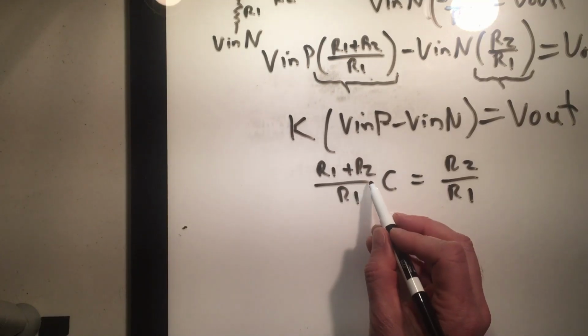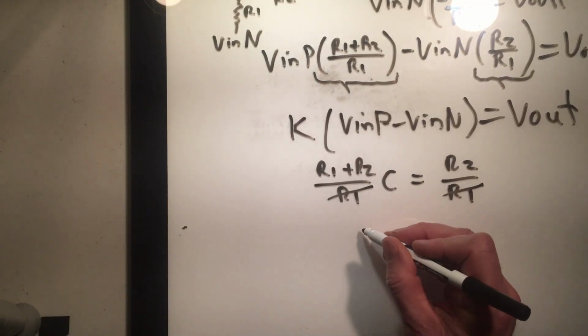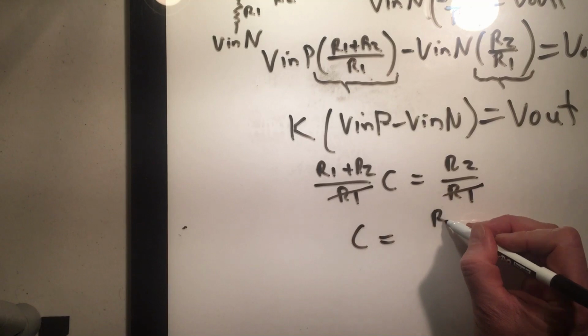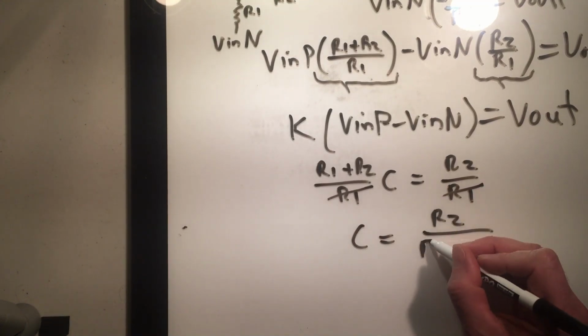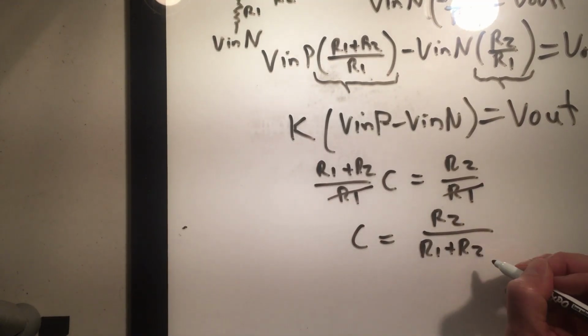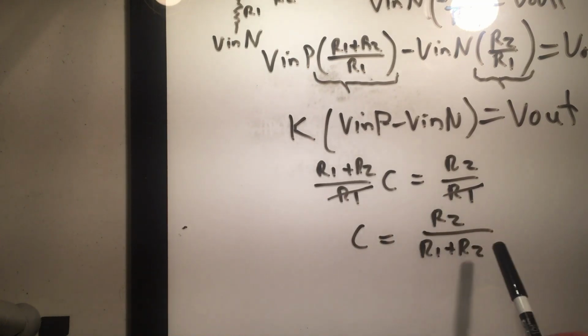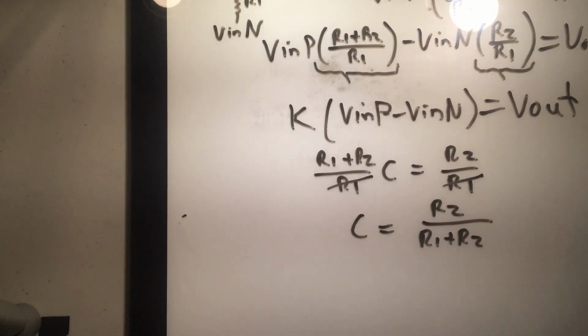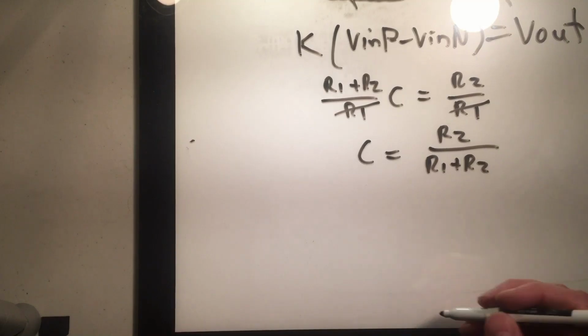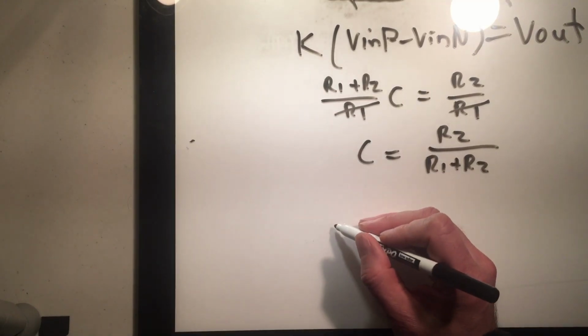So we could just cancel those two out, and C is just going to literally equal R2 divided by R1 plus R2. Now this might look familiar right here, this equation. And actually, it is familiar. It's the voltage divider ratio equation.